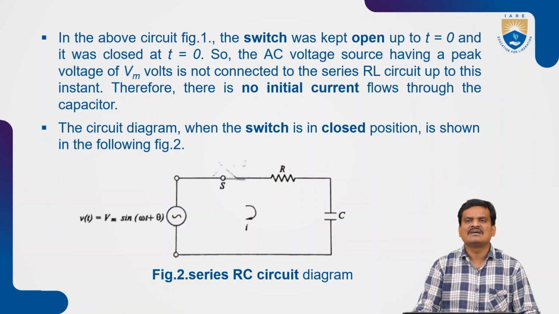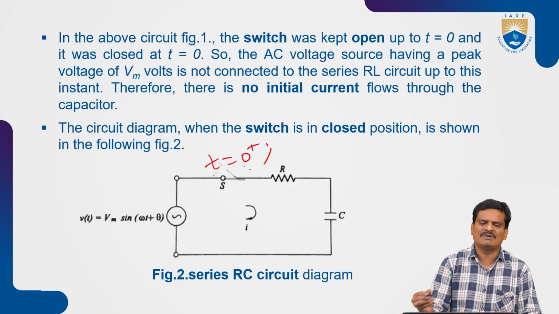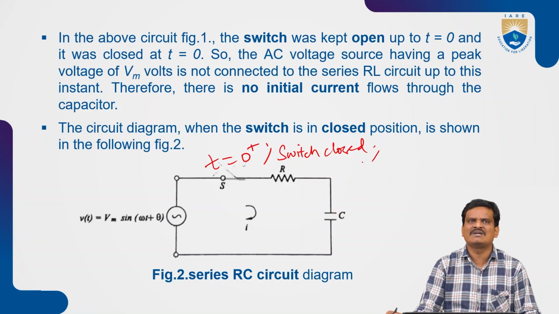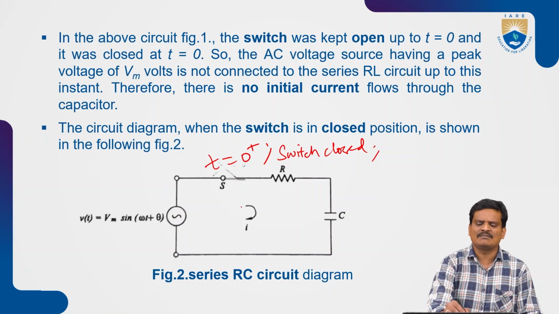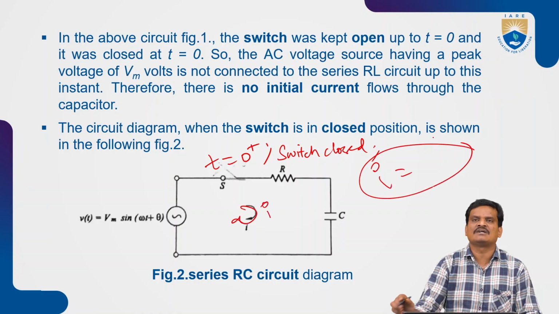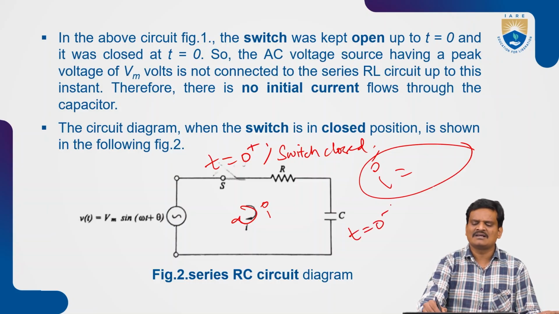In the next phase, I am trying to close the switch, and let me say that condition is t equal to 0 plus. At t equal to 0 plus, I close the switch. Switch closed at what time? At t equal to 0 plus, which is considered just after closing the switch. After closing the switch, this loop has become a closed loop. In the closed loop, I am trying to calculate the value of current. There will be some value of current in this circuit when the switch S is closed. Initially, at t equal to 0 minus, as the switch is open, the current flowing in the circuit is 0.